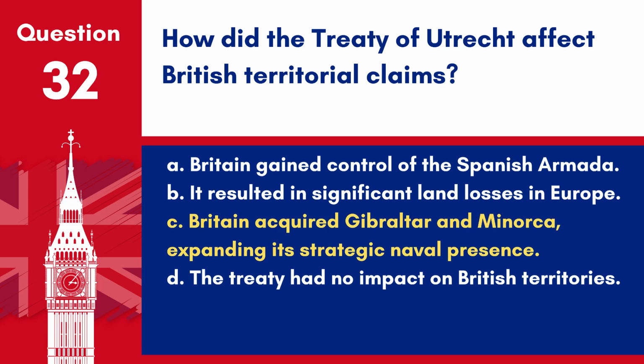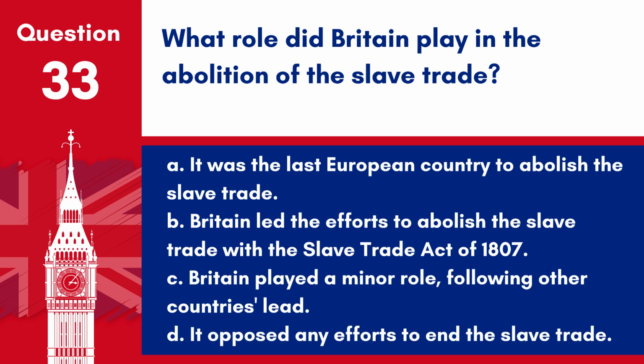Answer C. Britain acquired Gibraltar and Minorca, expanding its strategic naval presence. The Treaty of Utrecht in 1713 concluded the War of the Spanish Succession, granting Britain several territories, including Gibraltar and Minorca, which enhanced its maritime strategic capabilities. Question 33. What role did Britain play in the abolition of the slave trade?